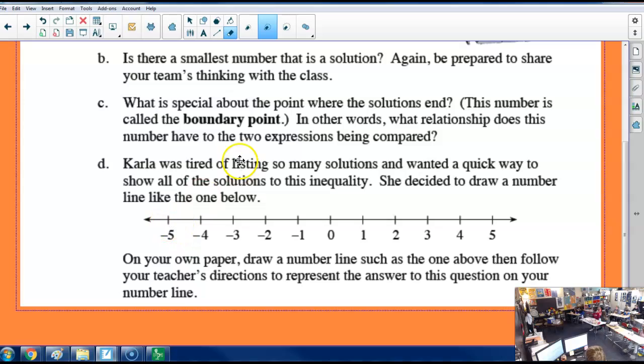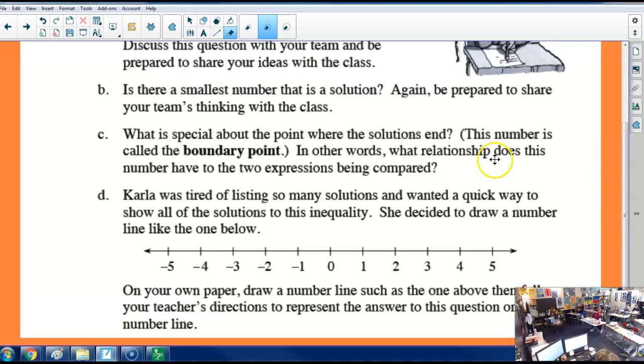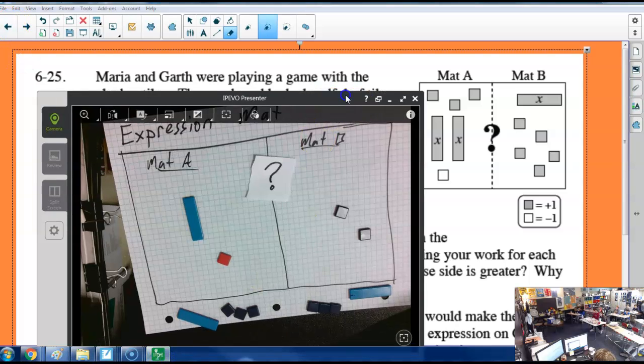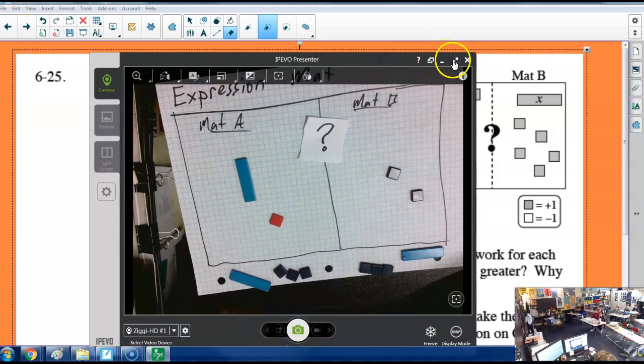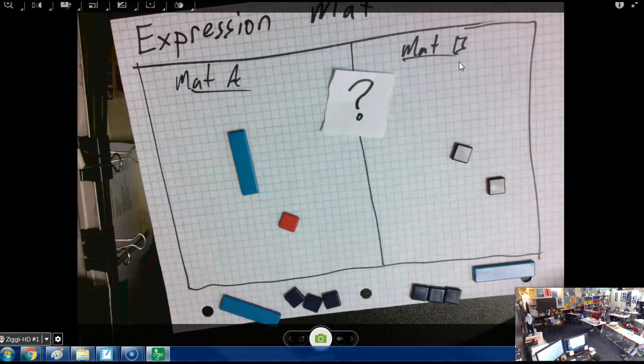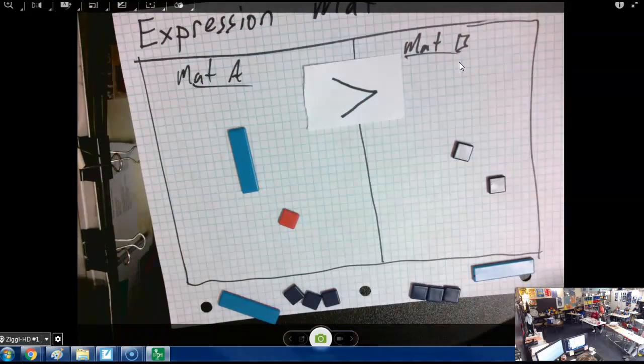Because I teach this class twice, I do genuinely forget what I talked about with one group versus the other. Did we talk about graphing inequalities yesterday on a number line? Okay, that's what I thought. So, on your paper, actually, let's go back here. I don't like the question mark, right? That makes me upset. What if I wanted to go ahead and force A to be bigger than B?